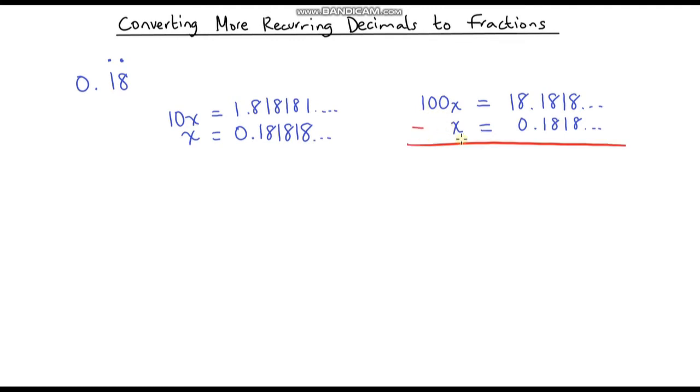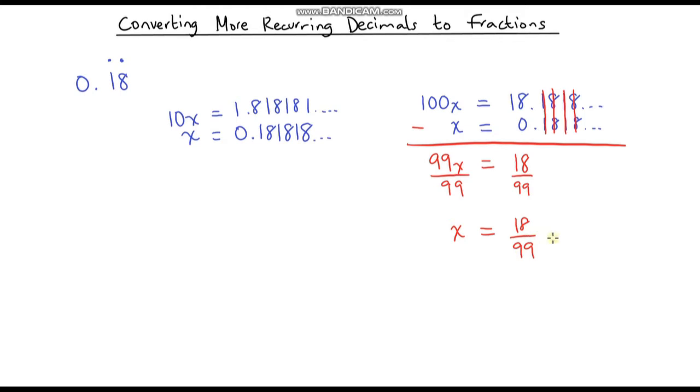So 100x subtract x is just 99x. And on the right hand side, these 8s will cancel, these 1s will cancel, these 8s will cancel, these 1s will cancel, and we're just left with 18 subtract 0, which is just 18. So we've now got 99x equals 18, and now we can get x on its own, so let's divide both sides by 99, and we are left with x equals 18 over 99. So we have converted our recurring decimal into a fraction.